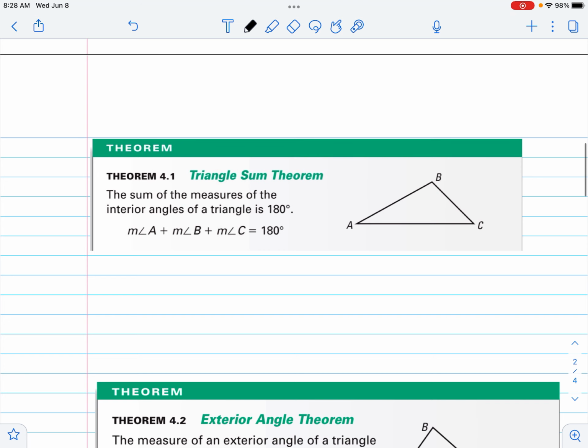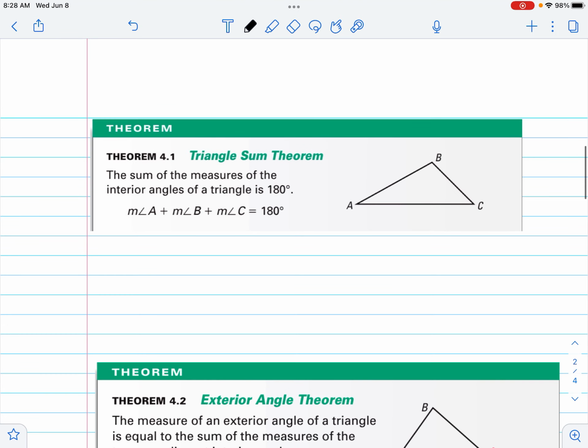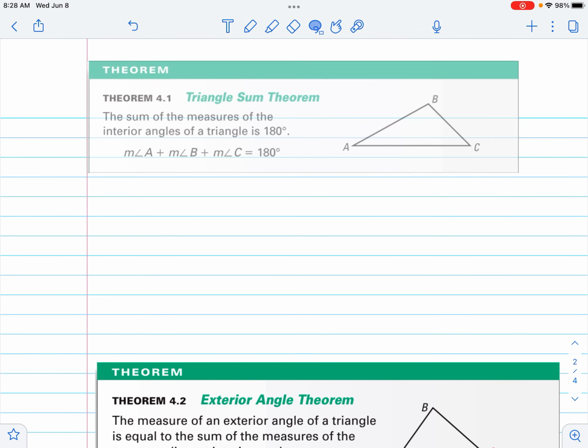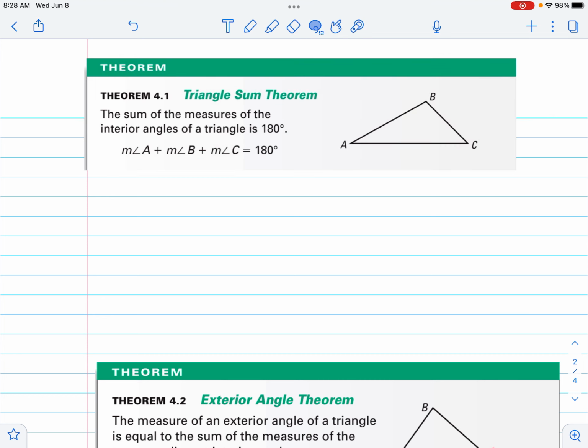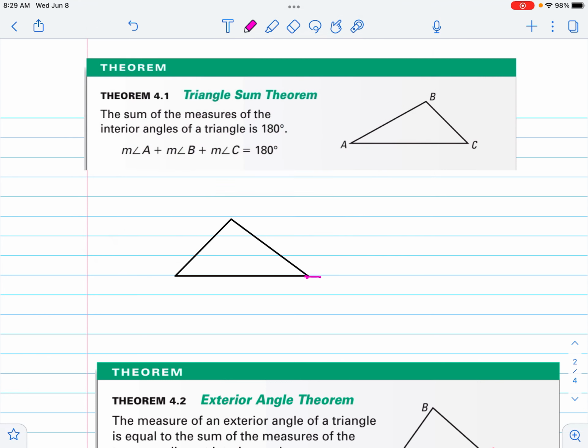Okay, now let's move on down here and talk about a couple of theorems. One is the triangle sum theorem. Now let's just think about triangles. Let's just look at a triangle here. I'm going to draw one. Just draw a triangle. And I'm going to notice that I can extend this line out a little bit, extend this line out a little bit, and then extend this line out a little bit.